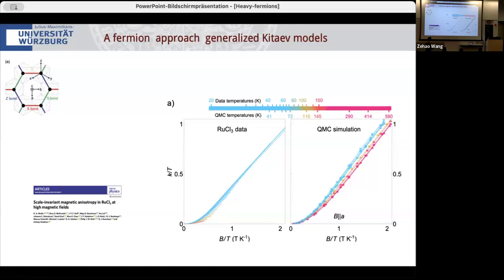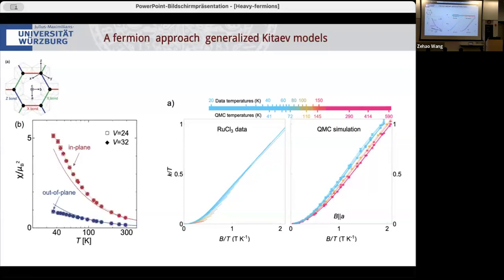So the summary is that there is a scaling, K over T, B over T, for the very high temperature. There's a crossover to another sort of scaling at low temperatures. If you put everything together, that's what you get. Okay, so is this unique or not?